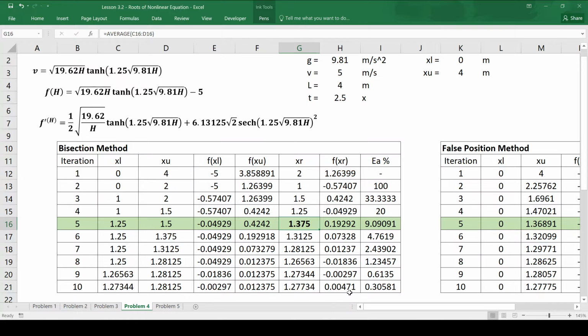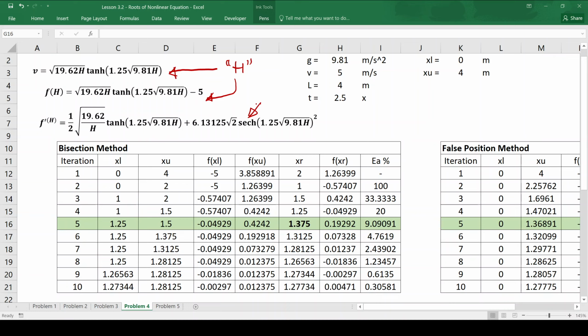So this is it. Again, we have our given velocity, but since we are looking for the h, we need to convert that as a function of the h. And this is the derivative of that function.